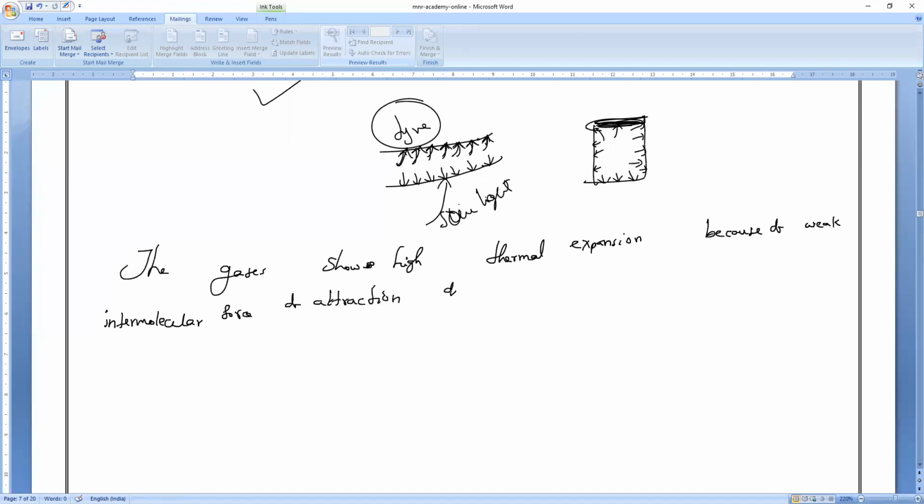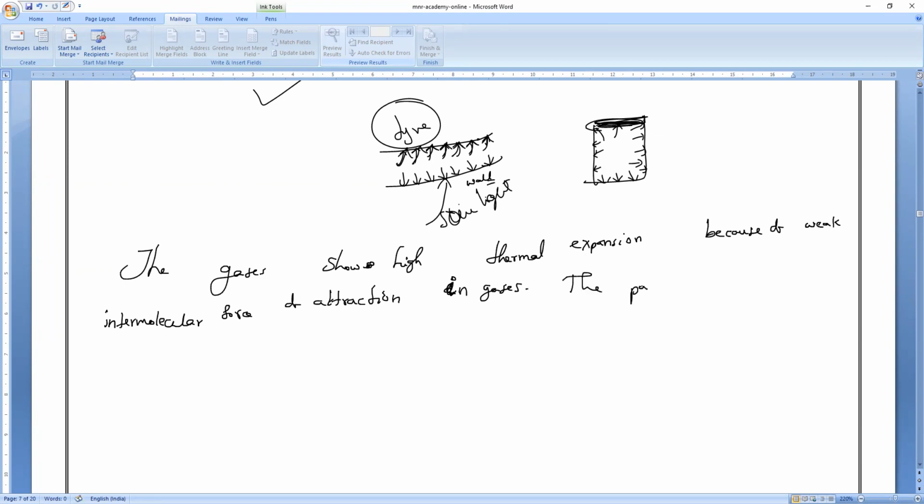Attraction in gases is weak. So these particles will exert pressure continuously, on what? They exert pressure on the walls of the container. Clear? That is what you have to remember.